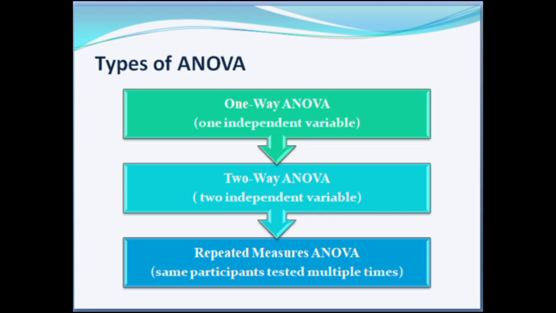Types of ANOVA. There are mainly 3 types of ANOVA. One-way ANOVA, where there is one independent variable; two-way ANOVA, where there are 2 independent variables; and repeated measures ANOVA, where the same participant is tested multiple times. Each type of ANOVA is useful for a different research design, but one-way ANOVA is the simplest and most widely used in research.